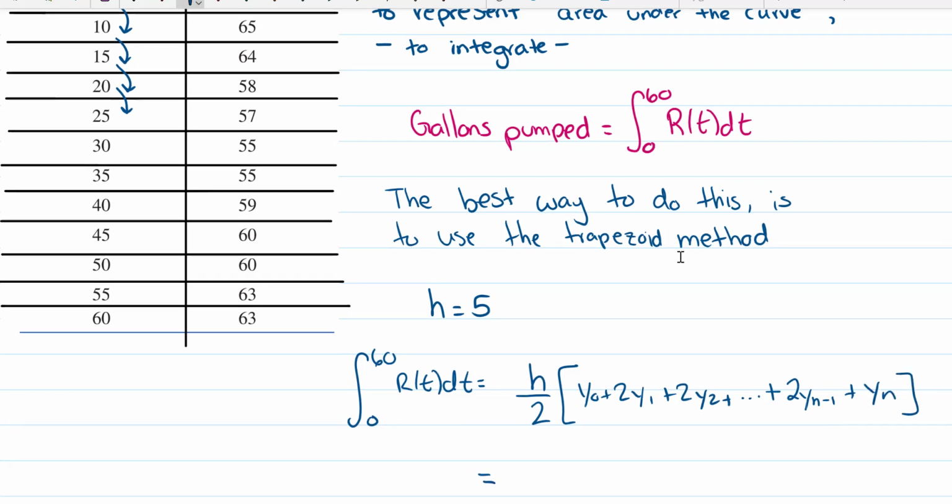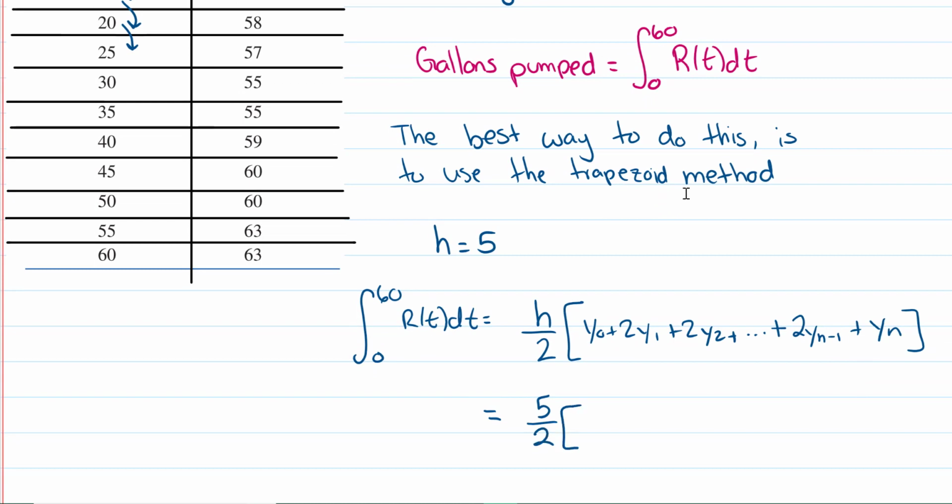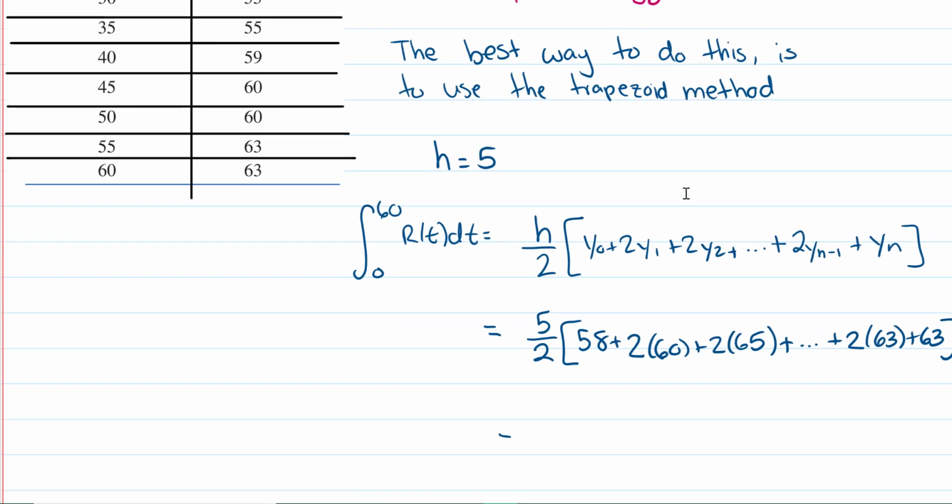So in this case, h is 5, so we get 5 over 2. And then we plug in our first value, which is 58, plus 2 times our second value, plus 2 times our third value, and so on, until we get 2 times the second to last value, plus the last value. And then all you have to do from there is put it in a calculator, and you get 3,582.5 gallons. So this means that after 1 hour of pumping, the pump has pumped 3,582.5 gallons.